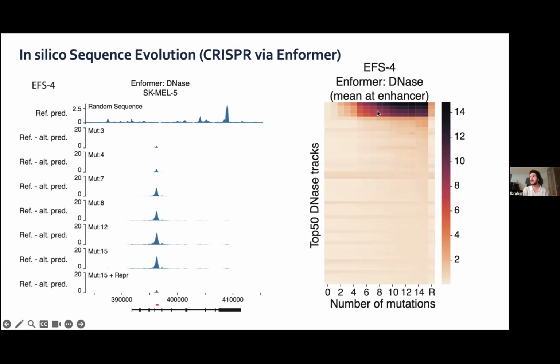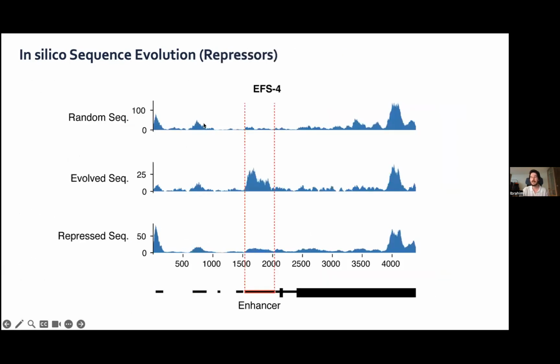Then we did this experiment in vitro. We integrated our cassettes, where there is an enhancer, a minimal promoter, and the luciferase gene. As you can see, this is the cassette we integrated. Then we performed ATAC-seq on these cells. If you look at our cassette and the accessibility profile, the random sequence doesn't have accessibility. After 15 mutations, it becomes accessible. And when we introduce the repressors, the accessibility decreases again.